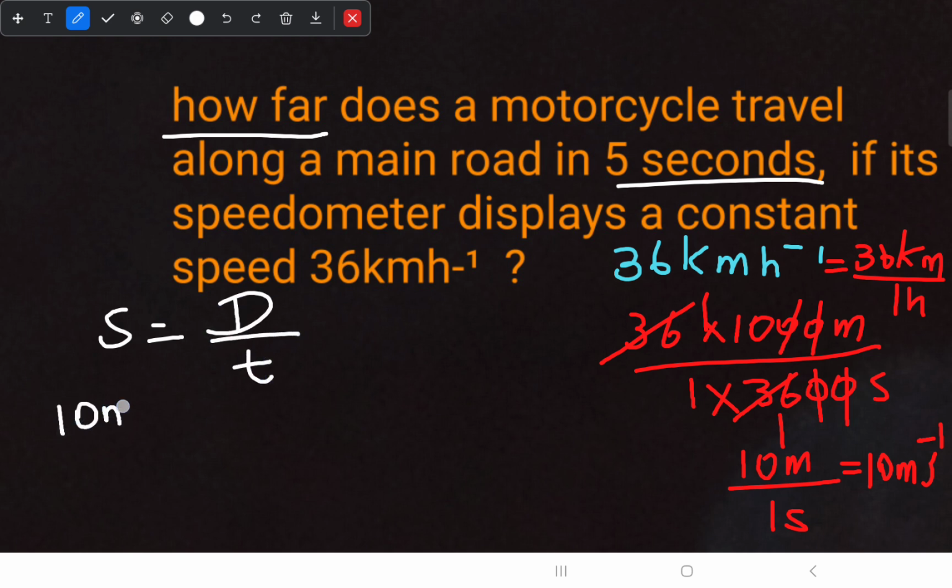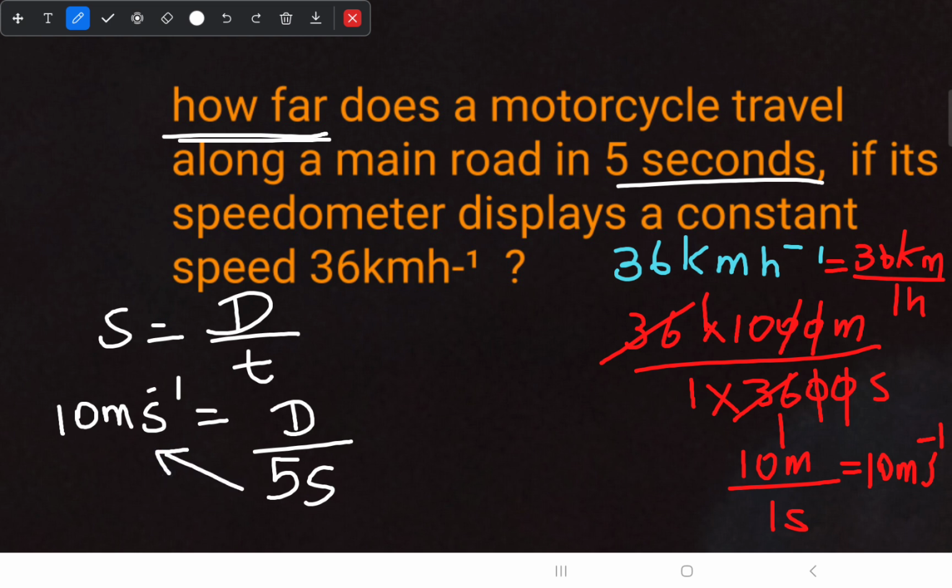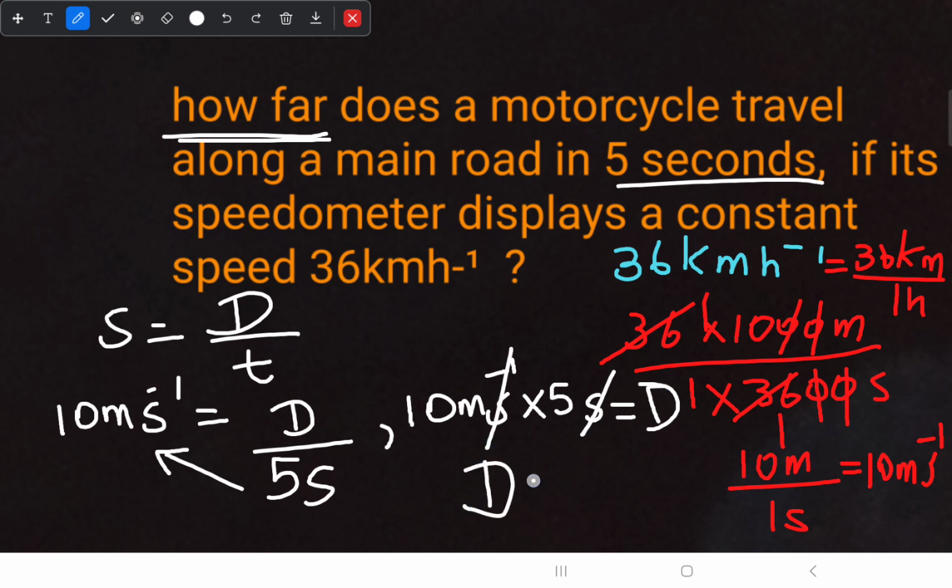Speed we found is 10 meter per second, equal to distance, which we have to find, upon time. The time is 5 seconds. You can directly cross multiply to get your D. So 10 meter per second multiplied by 5 seconds equals D. Seconds can be simplified. 10 fives are 50. So the distance he traveled is 50 meters. Okay, this is the second method.